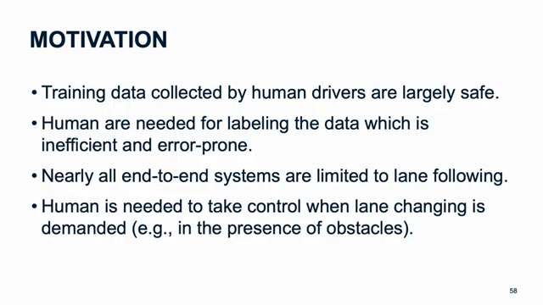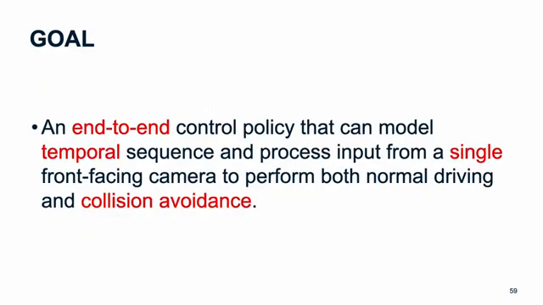So the basic motivation here is that training data collected by human drivers are largely safe for training an autonomous vehicle. So these self-driving cars would not know how to deal with scenarios that could be challenging. And humans are needed also to label this data, which is inefficient and also error prone. Nearly all the end-to-end systems are limited to mostly lane following. So a human is needed to take control when the lane is changing, which can be very demanding, especially in cases when there are other obstacles present.